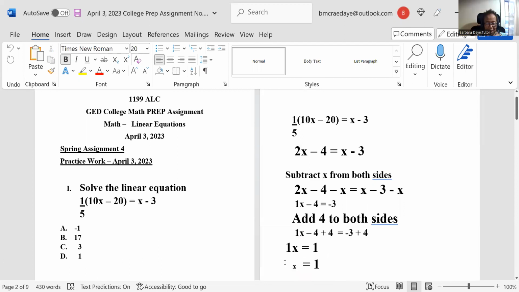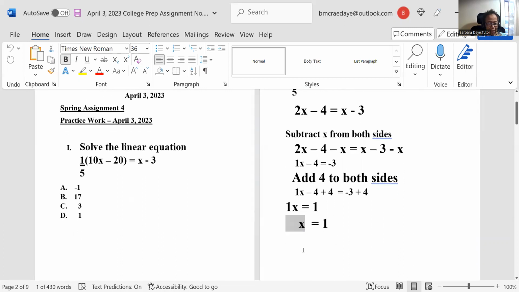x equals 1, and what choice was that? Let me make that bigger. Okay, where is it? There are your choices. A, B, C. A is -1, B is 17, C is 3, and D is 1. So what's your answer, Mercedes? D as in dog. That's it. Answer D.